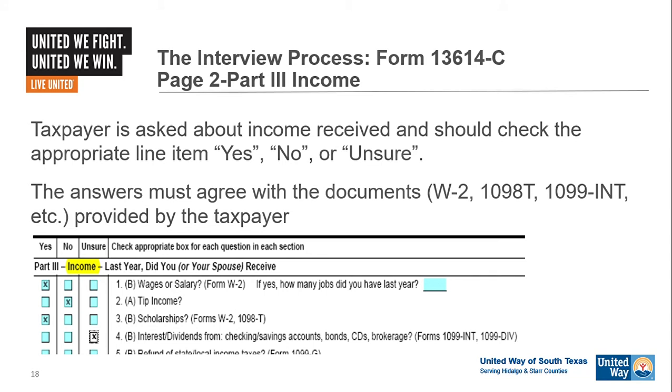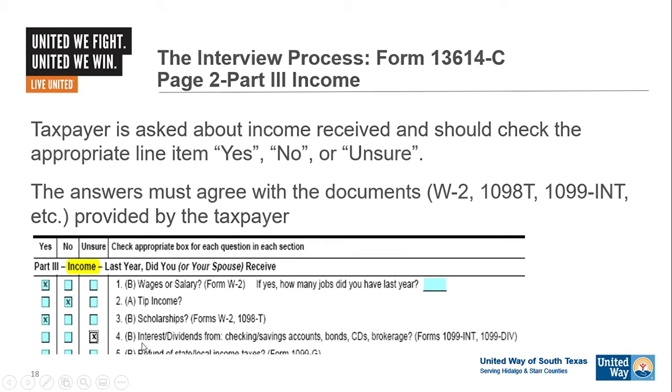The taxpayer is asked about income received and should check the appropriate line item: yes, no, or unsure. The answers must agree with the documents provided by the taxpayer: W-2, 1098-T, 1099 interest. As you see here, this income part 3 is very important, because if the client puts yes on a question, for example wages or salary, the form in brackets should be included with all the forms they're submitting. Please note that this will be on your test.